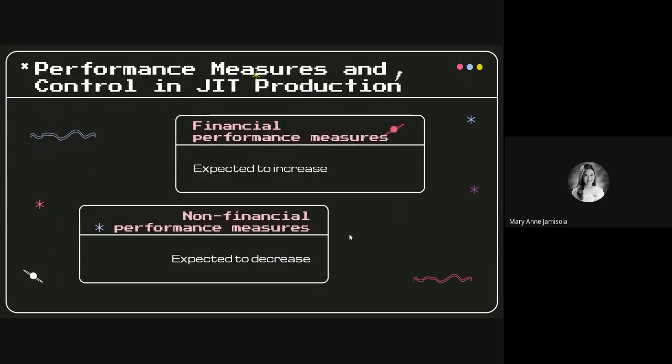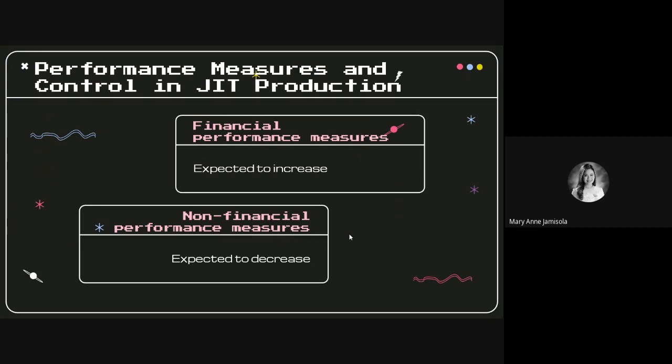Now let's look at some performance measures and control in JIT production system. So the following describes the measures that the managers use to evaluate and control the JIT production and how these measures are expected to be effective. So for the financial performance measures, example of financial performance measures is your inventory turnover ratio. So for the financial performance measures, these are expected to increase.